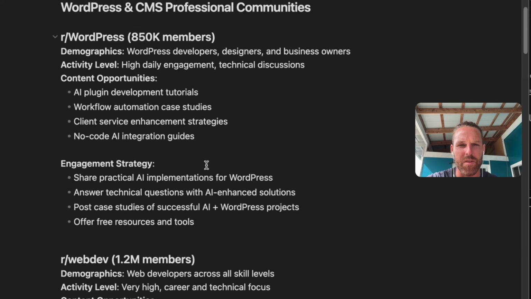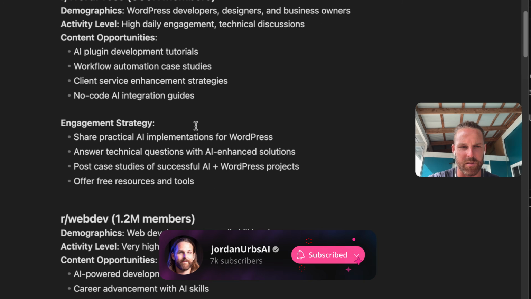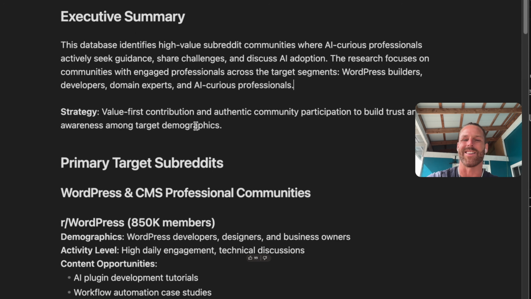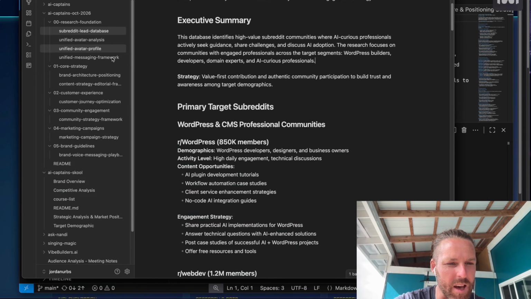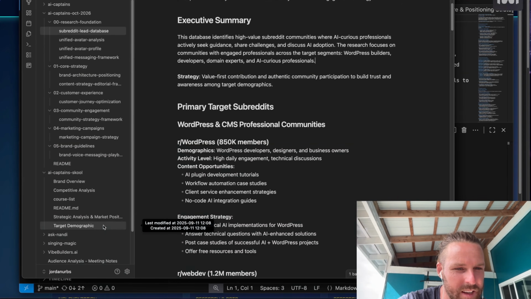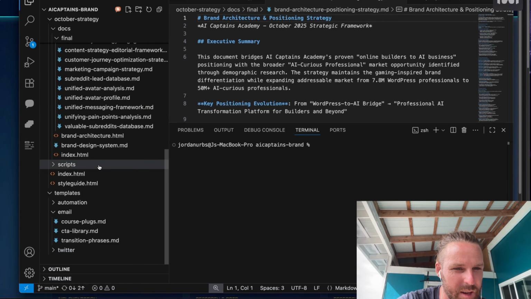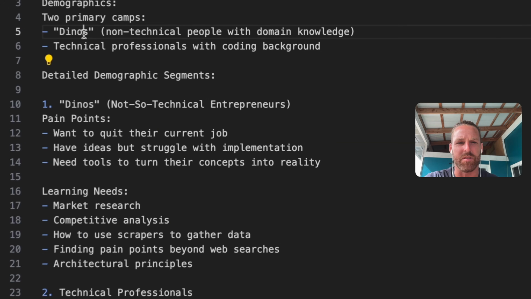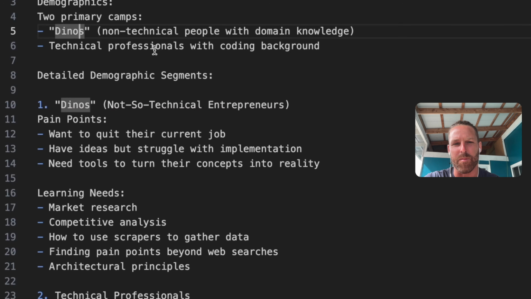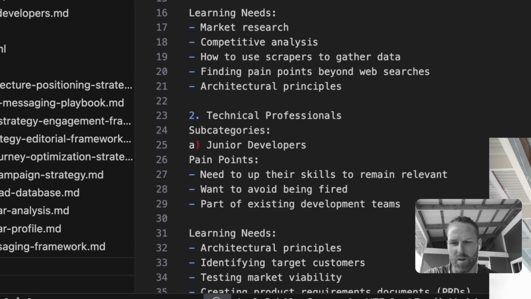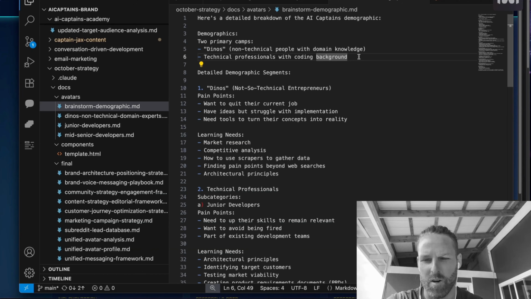So it scraped all these different subreddits for the type of person that we're trying to talk to. And Ken and I had a call last week trying to figure this out, and we ended up with a nice little brainstorm. And Dino, you're one of the archetypes. We have two main camps, the Dinos and the more technical professionals. So I guess, Drew, you're kind of a Dino. There's going to be things in the middle, right? Which is what we finally figured out.